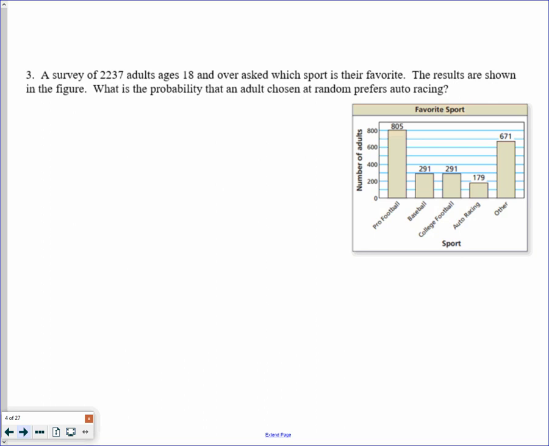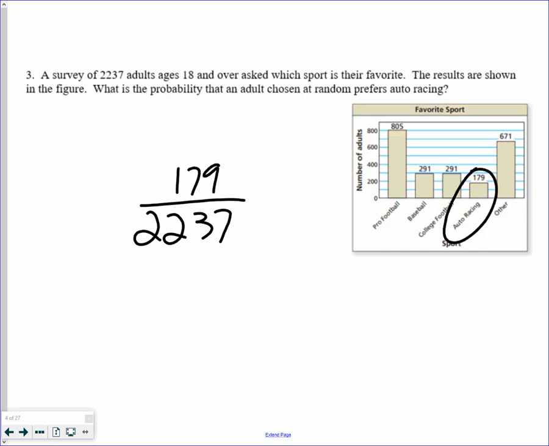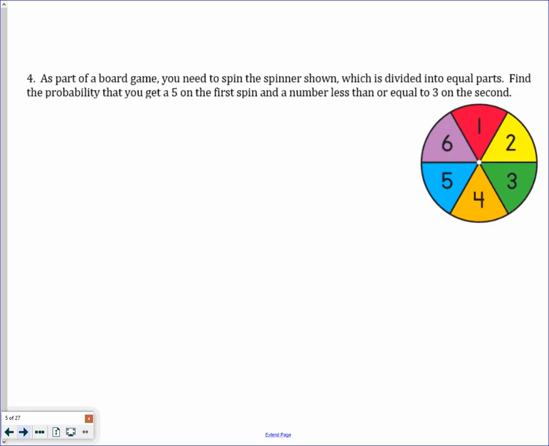The survey asked 2,237 adults ages 18 and over which sport is their favorite. The results are shown in the figure. What is the probability that an adult chosen, so there's your total number, prefers auto racing? So I go over, it's 179 out of 2,237 surveyed. Wording of these questions always matters.